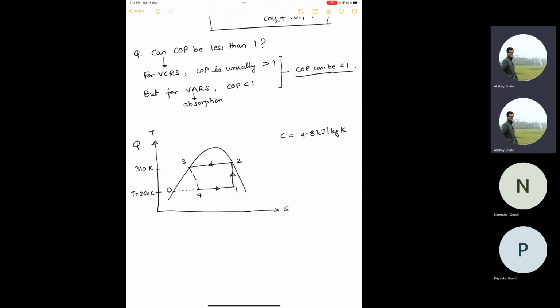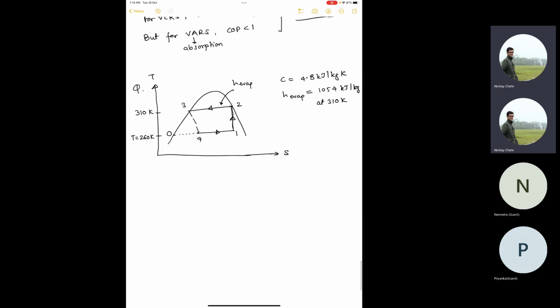And it is given that the enthalpy of phase change or evaporation is 1054 kilojoule per kg at 310 Kelvin. So during 2 to 3, the evaporation enthalpy is given. Only this much information is given, and you need to find the difference between enthalpies at state 1 and 0. So you need to find H1 minus H0.